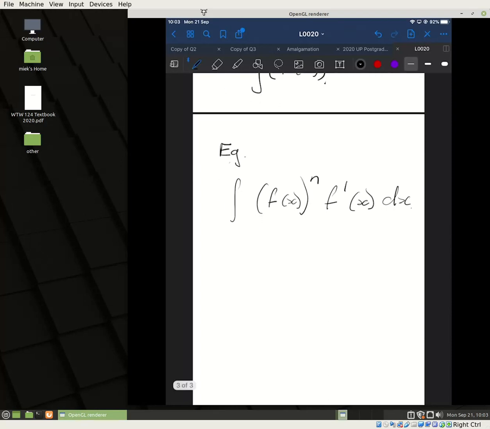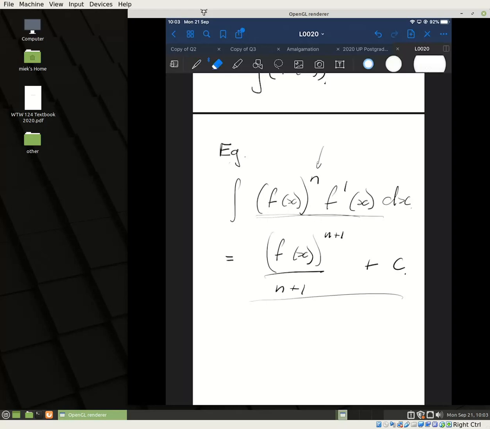then we treat this part as a polynomial, and we get f of x to the power n plus 1 over n plus 1 plus a constant. And you see, if you take the derivative of this expression using the chain rule, you get exactly that expression.